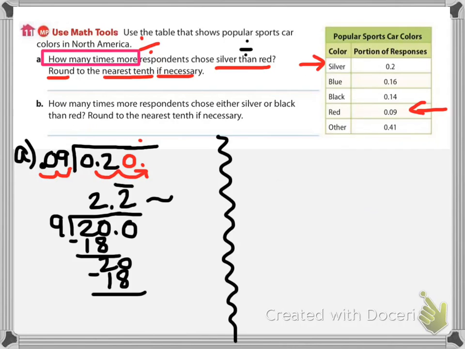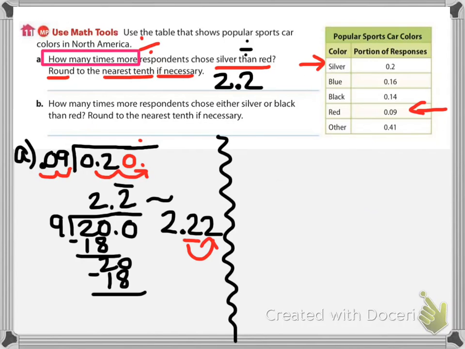So again, I am going to need to round to the nearest tenth. Okay, so the tenths place is here. Who's knocking at your back door? It's a 2 because the 2's are repeating. So what I'm going to do is say that my answer is about 2.2 times greater. So how many times more respondents? 2.2 times more respondents chose silver rather than red.